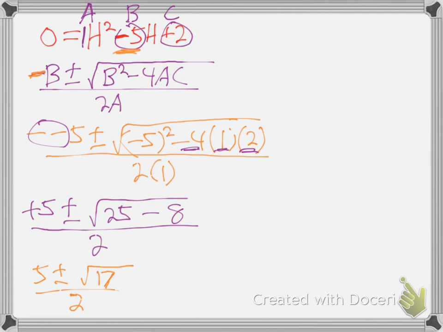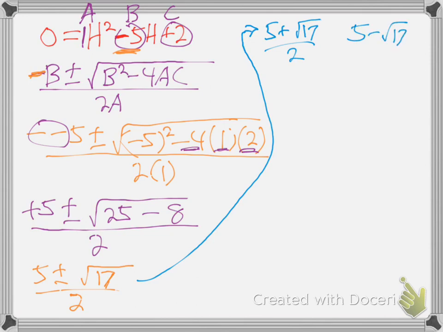So, okay, what are we going to do with that? Well, they asked us on this problem to get a decimal. If you look back at the original question, it wants a decimal answer. So I'm going to break these up. I'm going to go 5 plus root 17 over 2 and 5 minus root 17 over 2. So use your calculator now and get those decimals. So this one is 4.56, and the other one is 0.44. So those are my two answers.